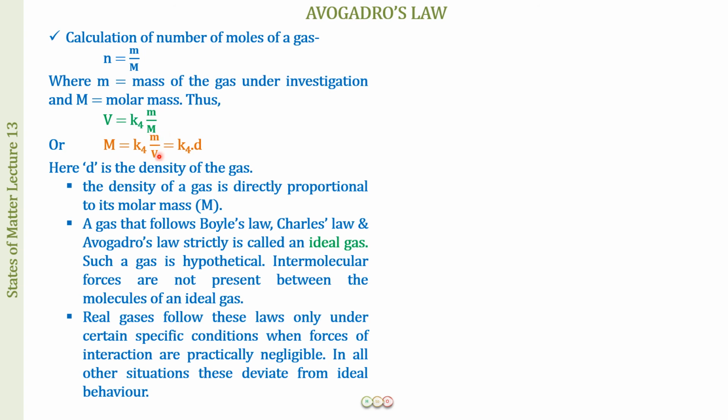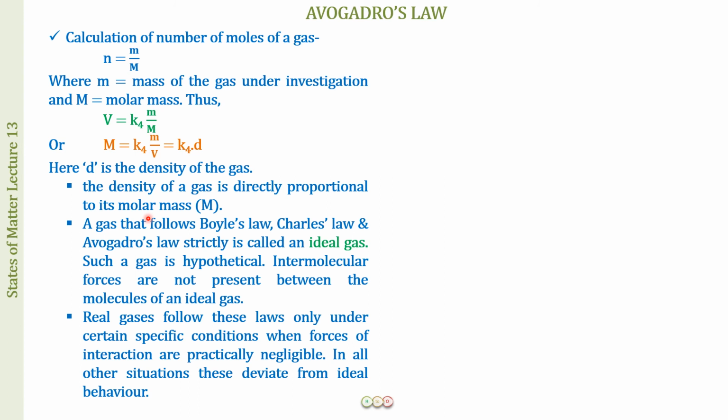So we can replace this by d, and we get that the molar mass of a gas is equal to K4 into d. The conclusion we can draw from this is that the density of a gas is directly proportional to the molar mass of the gas.